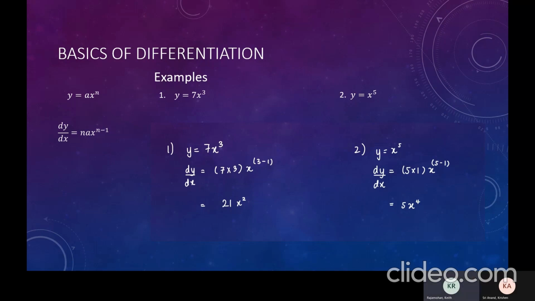There are two examples here. Firstly, y equals 7x to the power of 3. So to find dy/dx, we take 7 times 3 times x to the power of 3 minus 1, following the formula shown, which gives you an answer of 21x squared. The second example, we have y equals x to the power of 5. So dy/dx equals 5 times 1 times x to the power of 5 minus 1, giving you 5x to the power of 4.